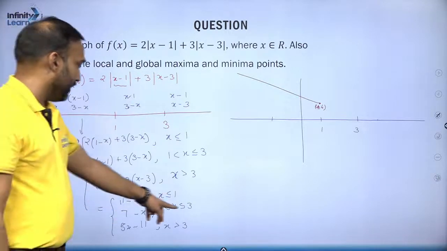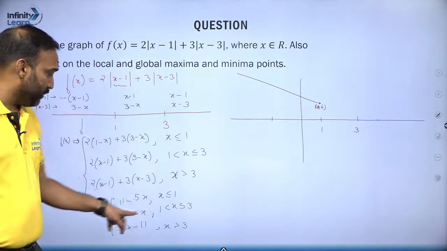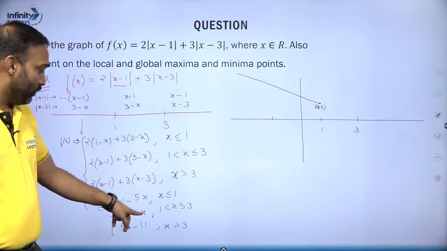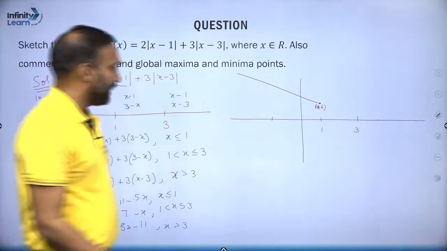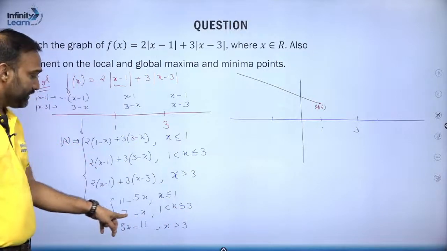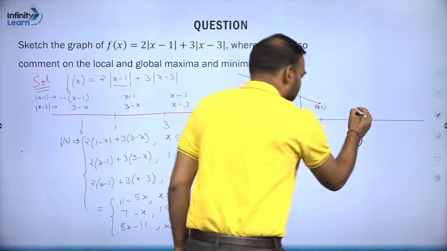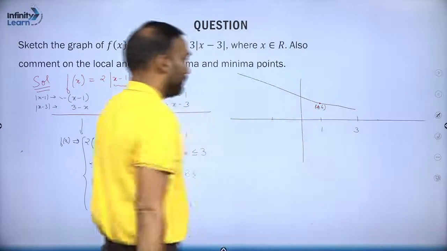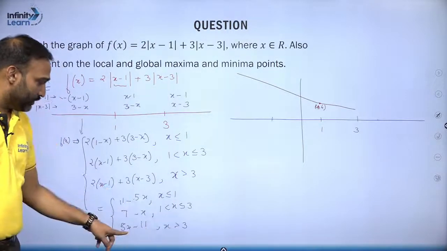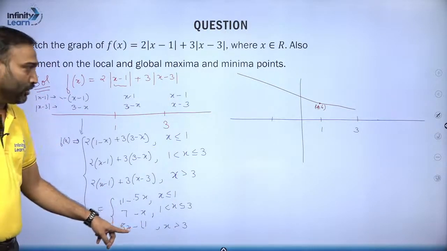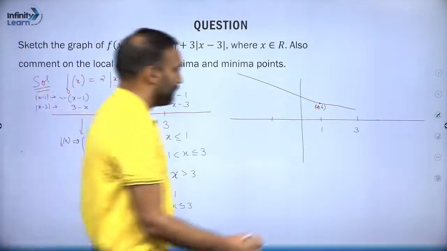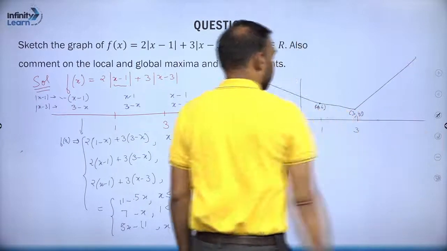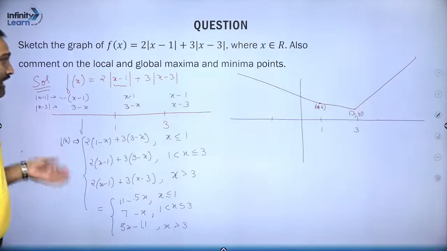So between 1 and 3, I have 7 minus x. If I put 1, 7 minus 1 would be 6. So this line also starts from 6 with a negative slope, but a less negative one. And at x equal to 3, this reaches 7 minus 3, which is 4. So now the slope will decrease a bit. This is how the line would be. Now at x equal to 3, this is 15 minus 11, once again 4. So it starts from the same point with a positive slope. So this is (3, 4). This is how the graph of f(x) will look.